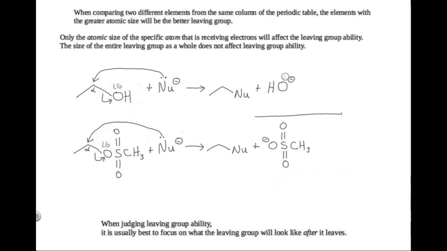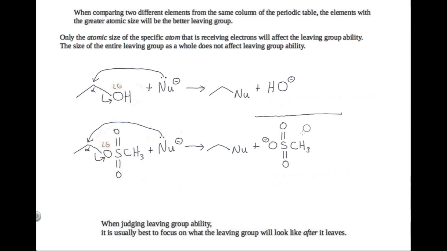Here's what these two leaving groups would look like after they leave. When judging leaving group ability, it's usually best to focus on what the leaving group will look like after it leaves. After they leave, these leaving groups will have gained a negative formal charge. So whichever group is better able to stabilize the negative charge after it leaves will find it easier to leave in the first place. Well, the sulfonate will have the more stable negative charge, but it's not because the group is larger.